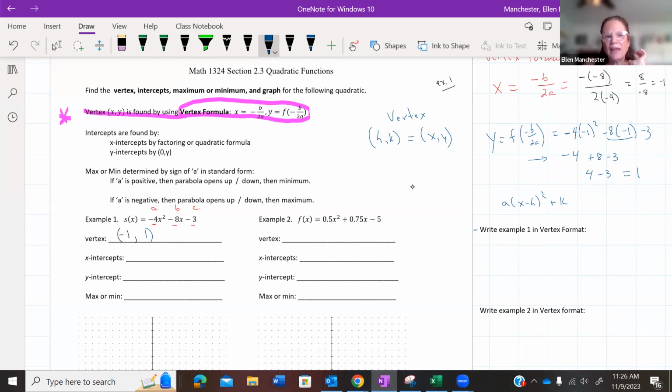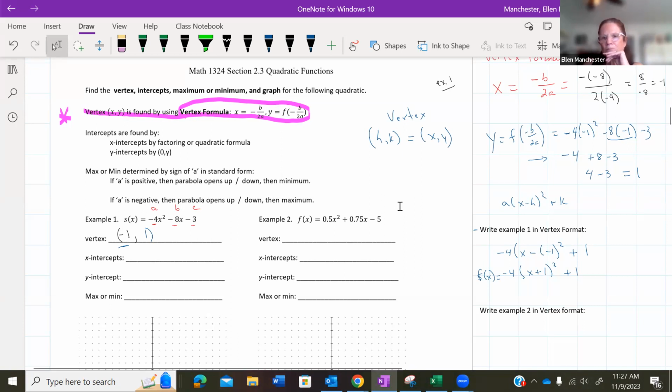So I'm going to write it. My a is -4, so I just repeat it. x minus a -1 squared plus my k value, my y value. And then I just clean it up. So it's -4 times x plus 1 squared plus 1. Now, what you'll notice in my vertex format is that inside the parentheses, your x value is always going to be opposite of what it actually is as the vertex, because it's x minus whatever your x value is.